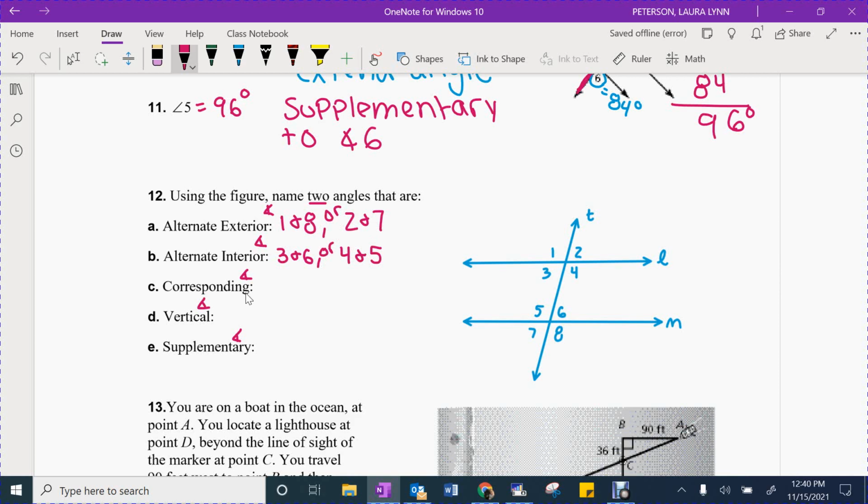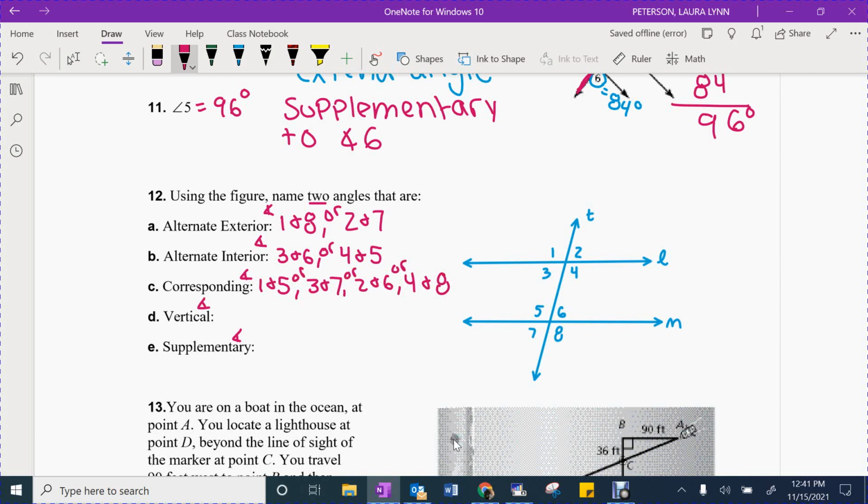Corresponding. Well, what does corresponding mean? Corresponding means one angle can slide perfectly into another. So, for example, angles 1 and 5 can be slid perfectly into each other. I could have also chosen 3 and 7. Or I could look on the other side, and I could have chosen 2 and 6, and 4 and 8. Any of these are great answers because they can all slide into their respective pairs.